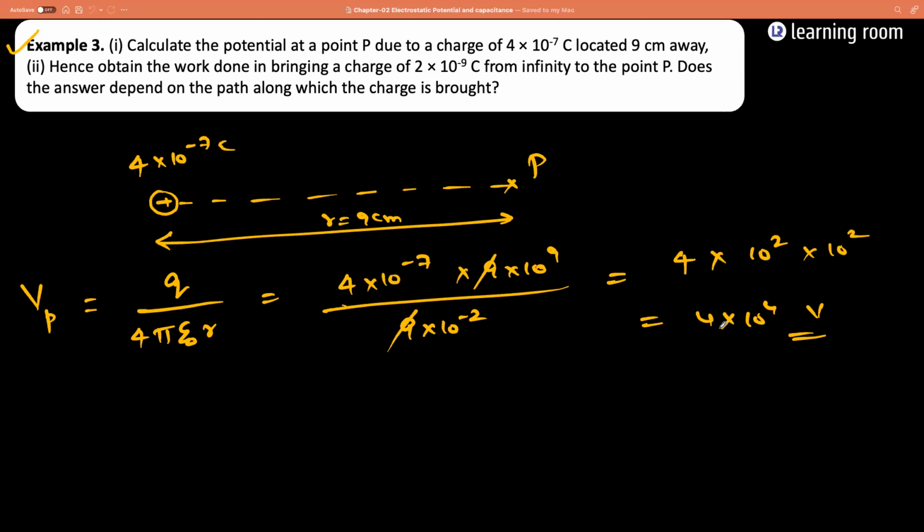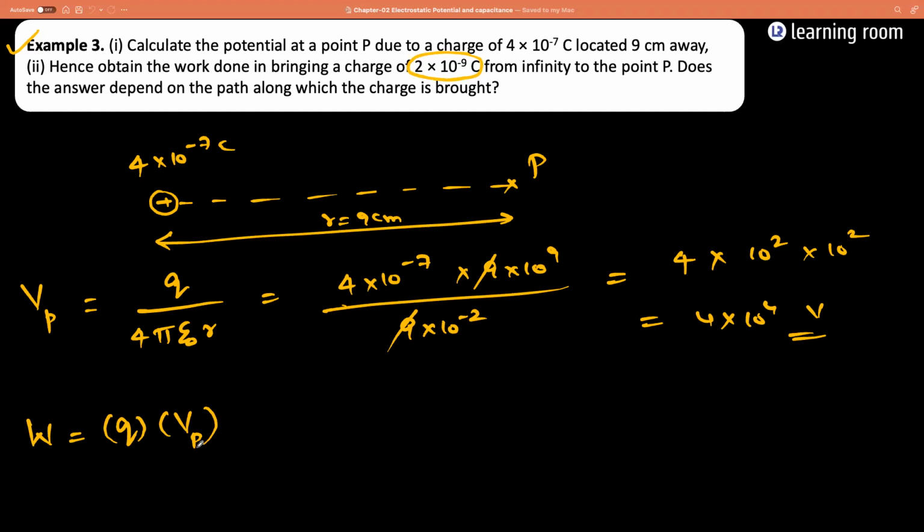Now, obtain the work done in bringing a charge of 2 into 10 power minus 9 coulomb from infinity to a point. So what is going to be the answer? Work done is equal to the charge that you tried to bring in multiplied with the potential at that point.